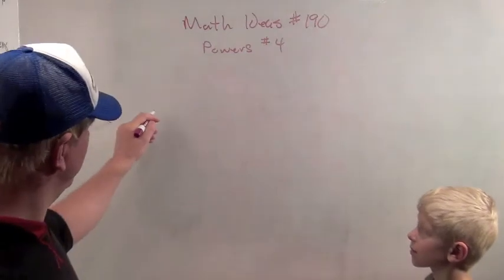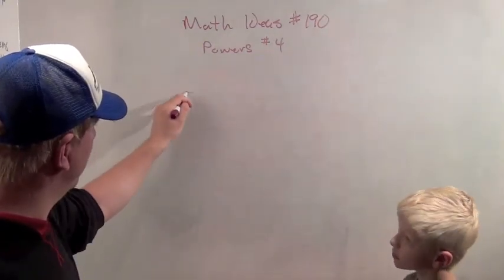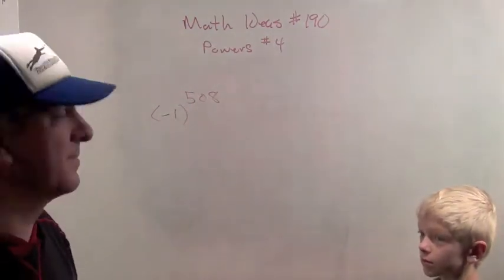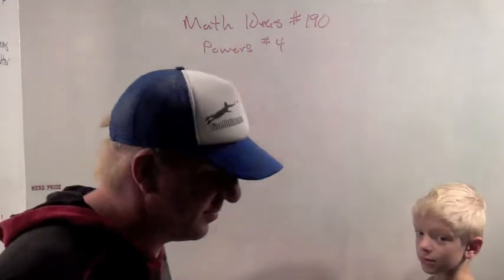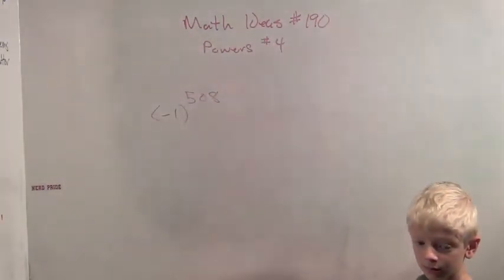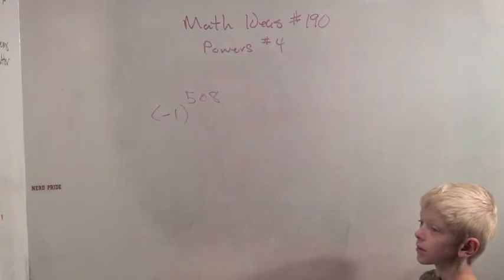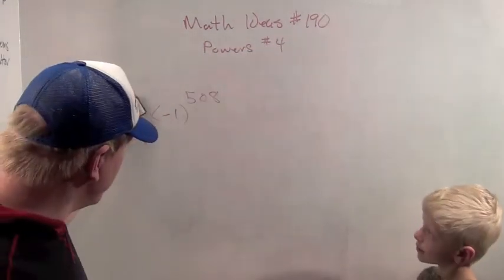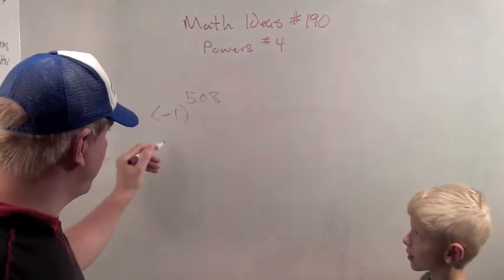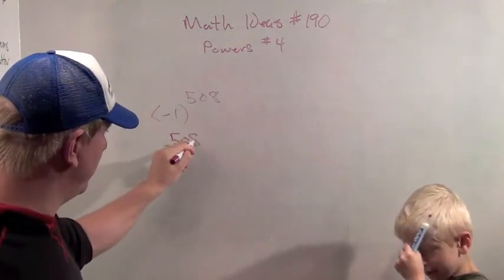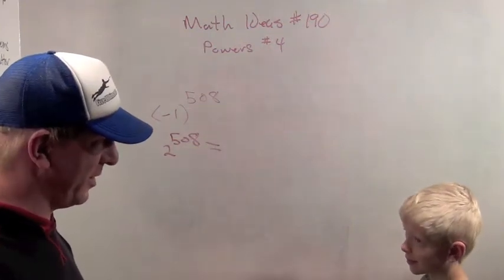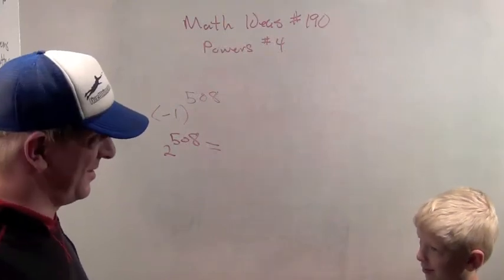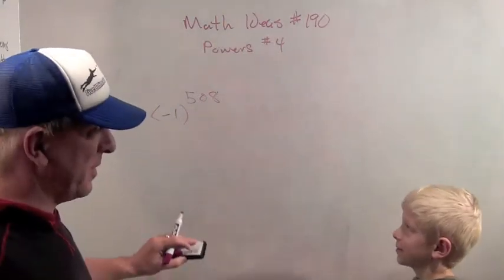On Khan Academy just now, we were doing some problems on powers, and we encountered this crazy little problem: -1 to the 508th. I thought it'd be fun to do a video about powers of -1, because this looks like a really hard problem to solve. Like if I asked you what 2 to the 508th was, you'd be like, whoa. But -1 to the 508th, maybe we can figure it out.